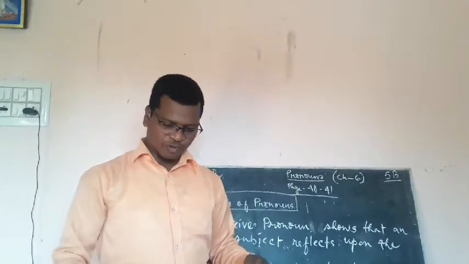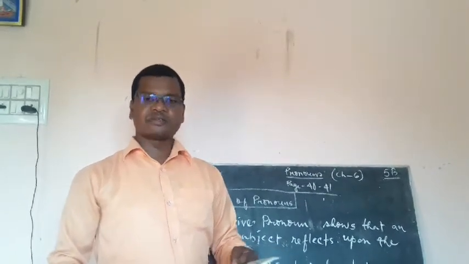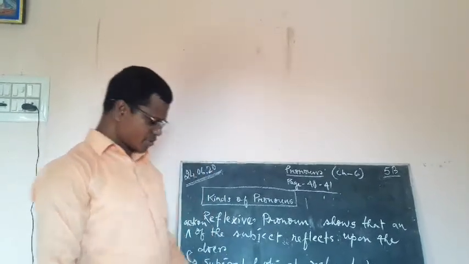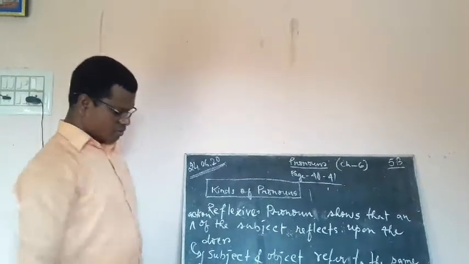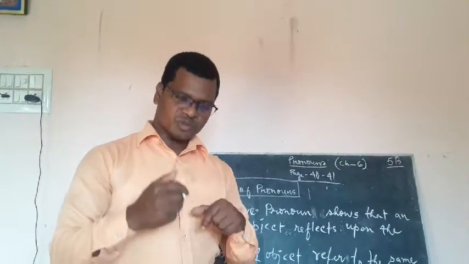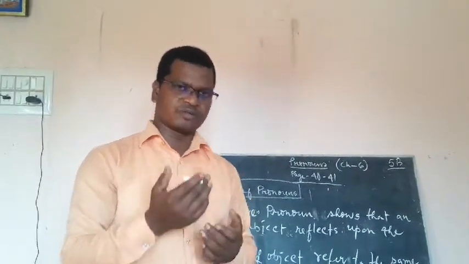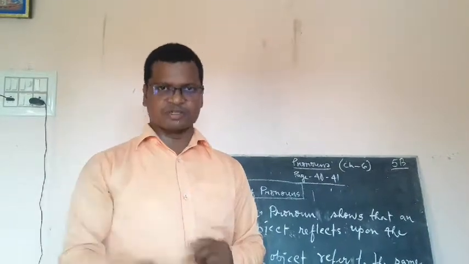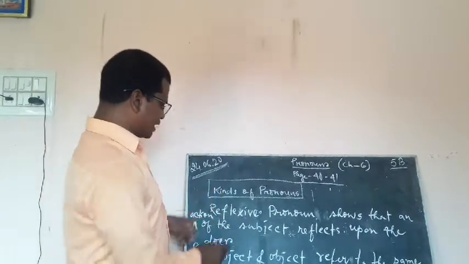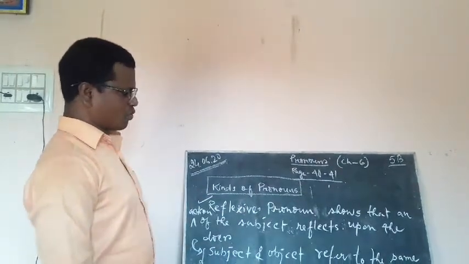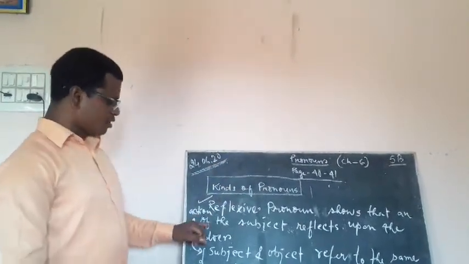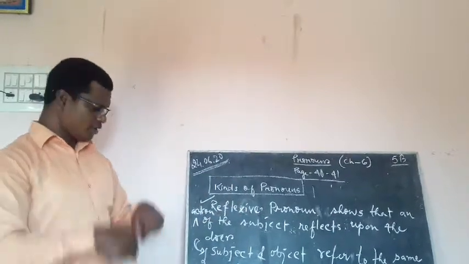So as I have already told you before, the subject and the object refer to the same person. And when something is done to itself only, the action is not done to some other object, but it is done to itself only, so that time we use a reflexive pronoun. Remember this one: reflexive pronoun shows that an action of the subject reflects upon the doer only.